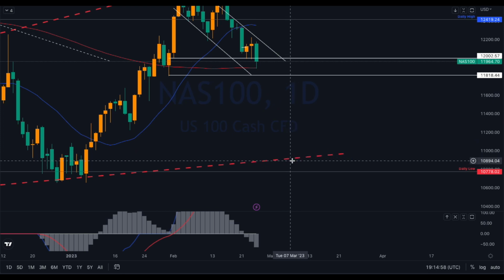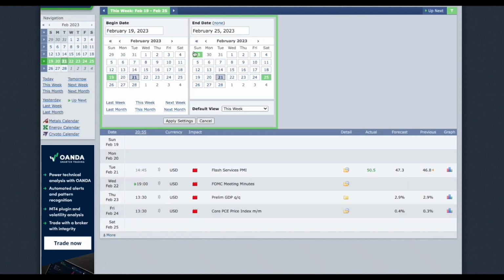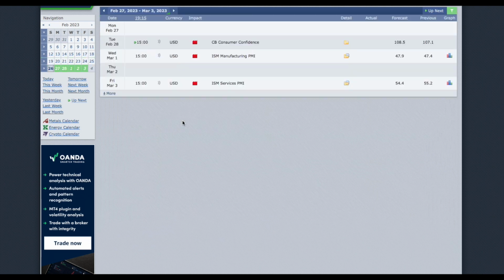All right, so let me just jump into the fundamentals real quick and let's see what we got going on there. That was the week just gone, so we're going to look at the whole of next week. Actually, tell a lie. Let's go back. Let's look at it from the 27th to the 5th. Let's see what we got.